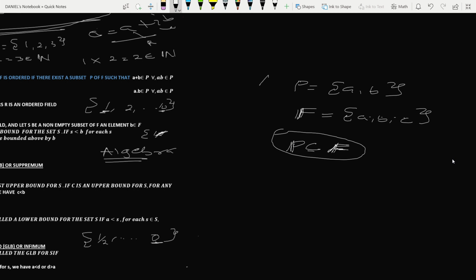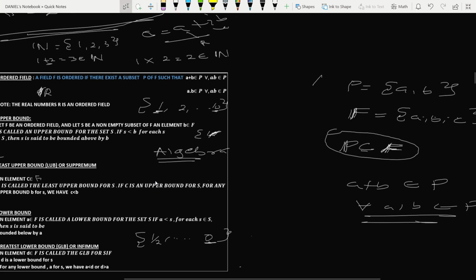So you can see that for every value of A and B, when you take the addition, A plus B must also be in P, for every A, B in P. This is what we refer to as an ordered field.